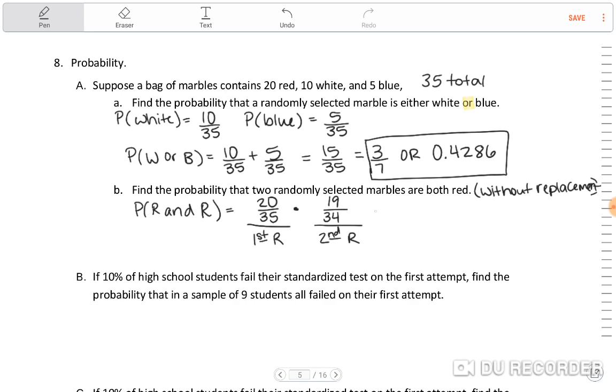Okay, so when we multiply those, and I did go ahead and just round this to 4 decimal places, it is 0.3193.